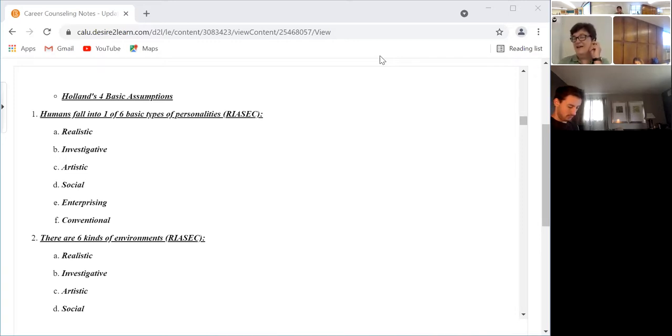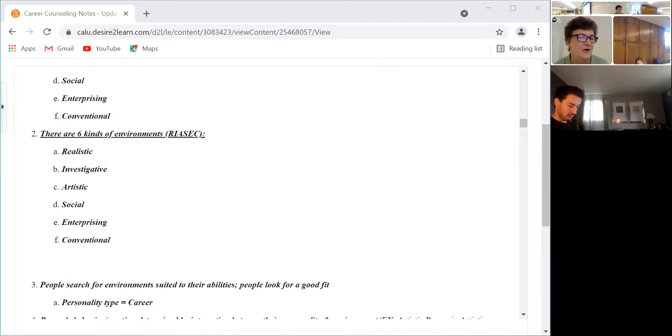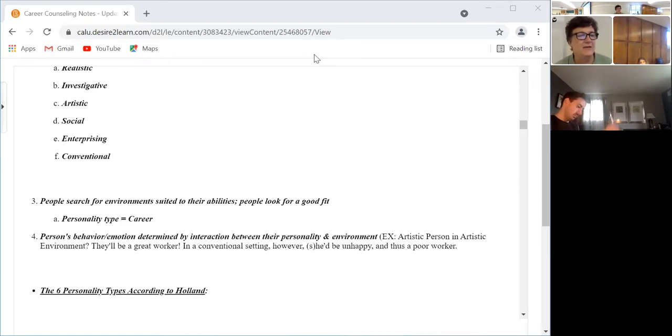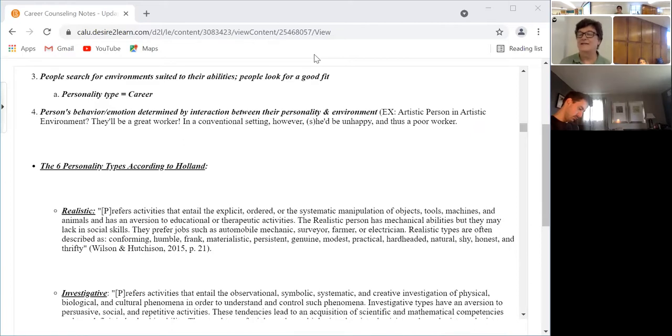Now, here's the lucky thing. Yes, humans fall into 6 basic personality types. He thinks that careers also have the same 6. So you don't have to memorize 6 different ones. It's the same 6 personality types, okay? Now, his goal is to match up the individual personality type with the career personality type. He thinks the closer we get to matching up those personality types or traits, the happier the person will be and the more successful they'll be in their career.